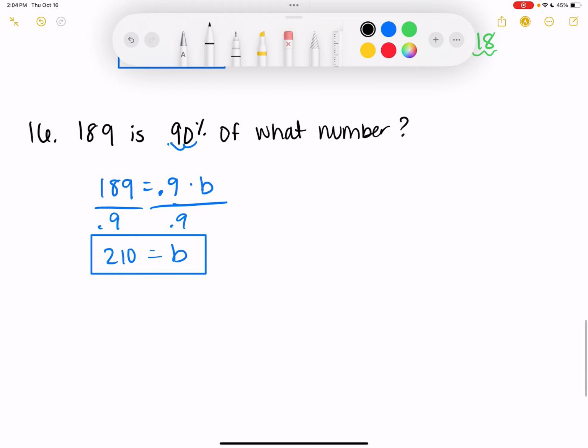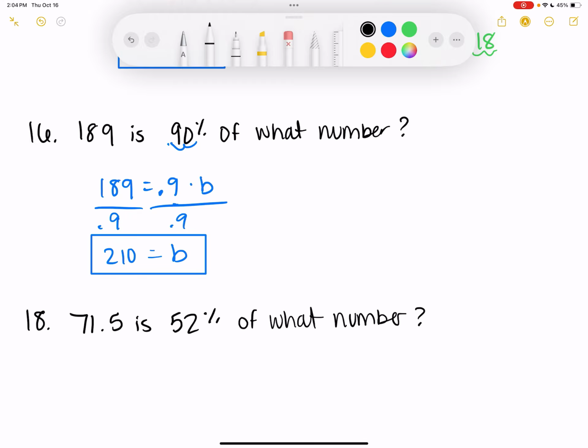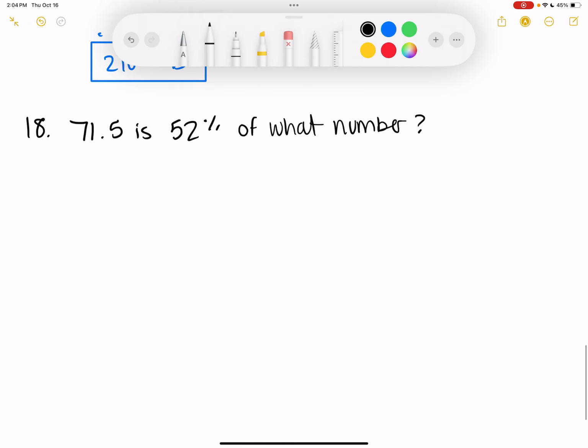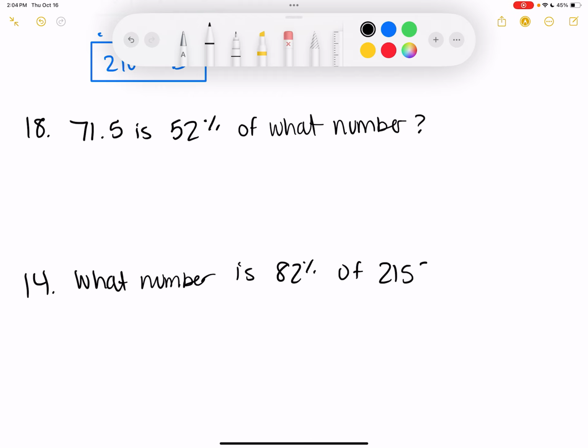18. 71.5 is 52% of what number? Try this one on your own. And actually, at the same time, what number did I skip? 14. Also try 14 on your own because these are two different ones. What number is 82% of 215? So try both of those for a minute and see how you do.